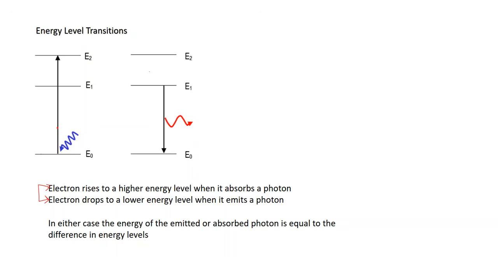In either case, the energy of the emitted or absorbed photon is equal to the difference in energy levels. This is super important with calculations. So the energy of the photon is always equal to the difference in energy levels.